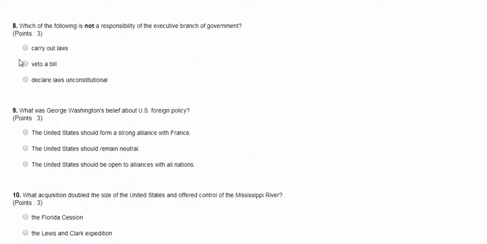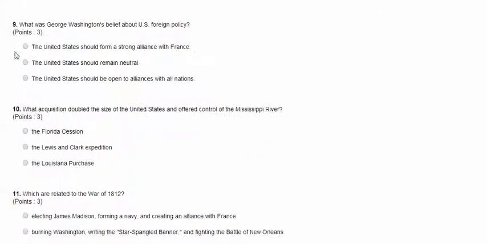Number 8, which of the following is not a responsibility of the executive branch of government? Carry out laws, veto a bill, or declare laws unconstitutional? Number 9, what was George Washington's belief about U.S. foreign policy? The United States should form a strong alliance with France, the United States should remain neutral, or the United States should be open to alliances with all nations?